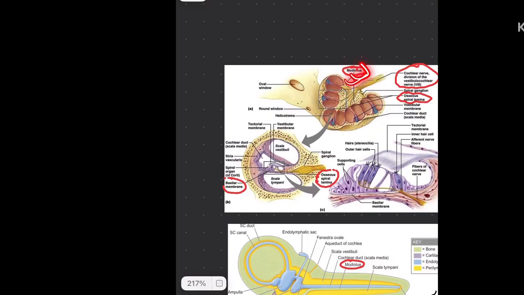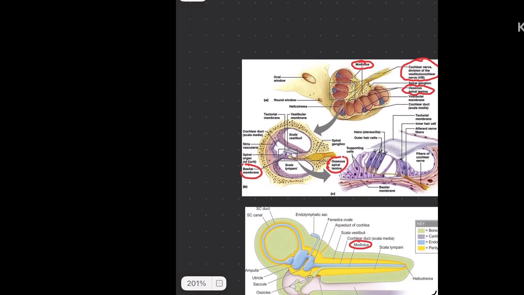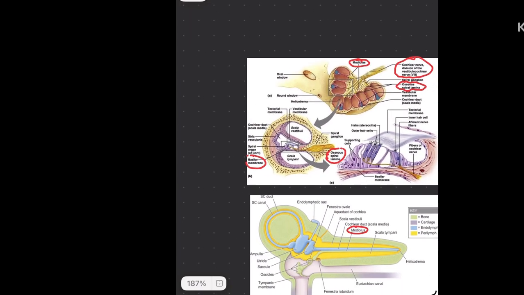And this modulus is also important because the cochlear nerve and other spiral ganglion fibers enter through it. Another important thing you should know about this is that there is one thing known as the osseous spiral lamina. If you see, this is the osseous spiral lamina.